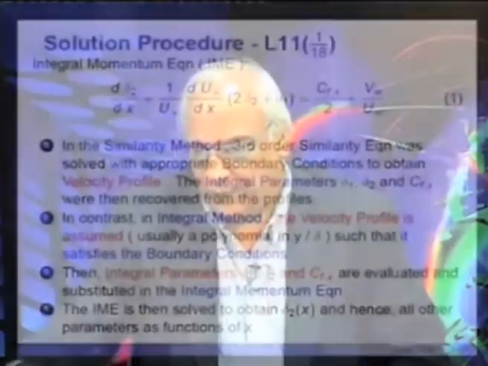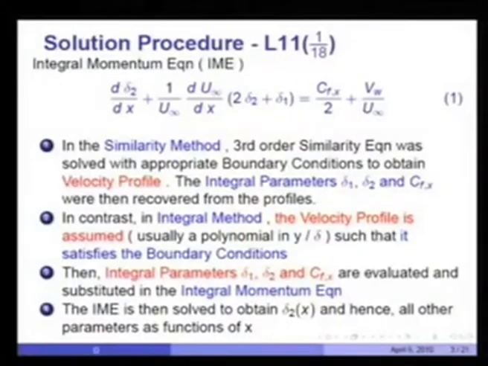suction or blowing. To refresh our memory, the integral momentum equation reads as d delta 2 by dx plus 1 over u infinity du infinity by dx times delta 2 plus 2 delta 2 by delta 1 equal to c f x by 2 plus v w by 2. How do we solve this equation?